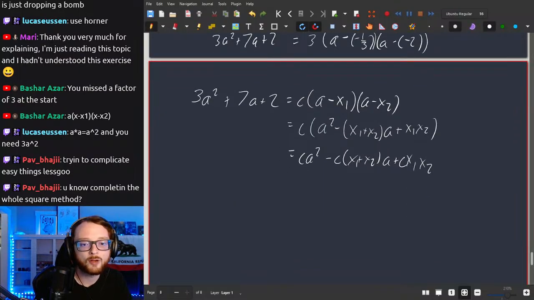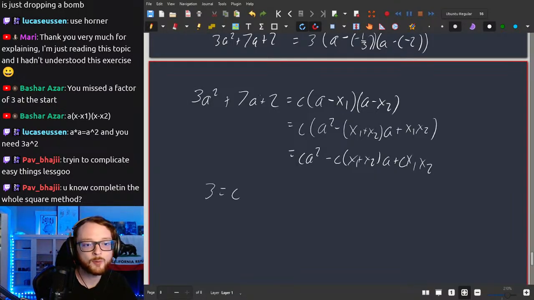If you multiply the entire right-hand side out, the trick we can use now is called equating coefficients. We know that whatever is in front of the a squared on the right side, so in this case c, should have to be the same as whatever's in front of the a squared on the left side. So we should know that this 3 here should be the same as c.